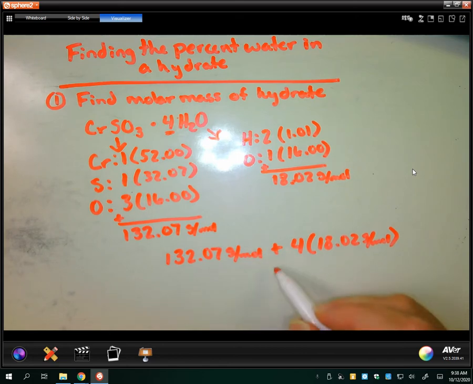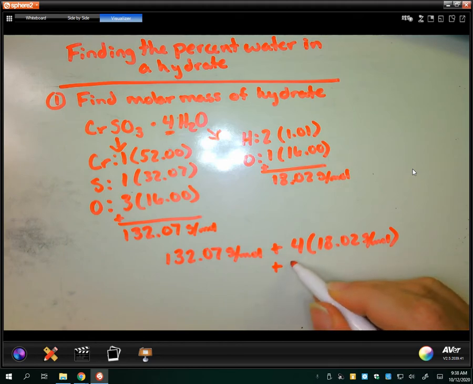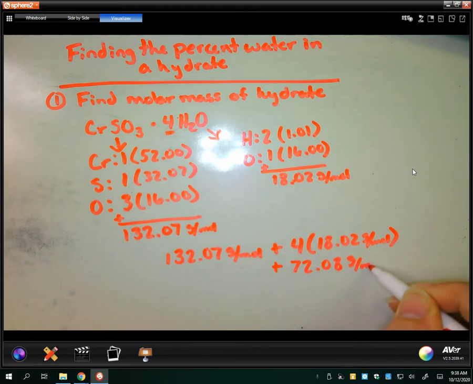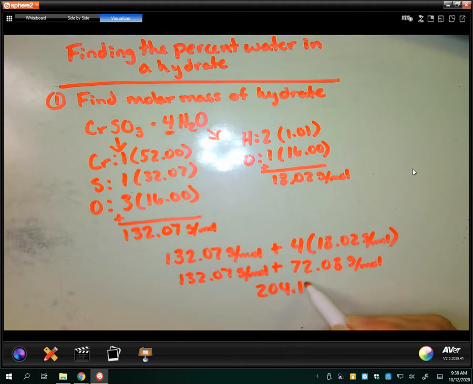So if I multiply 4 by 18.02, I'm going to end up with 72.08 grams per mole, and that's what I need to add to this 132.07 grams per mole. And I end up, when I add those together, I get 204.15 grams per mole. So that is the molar mass of the hydrate.